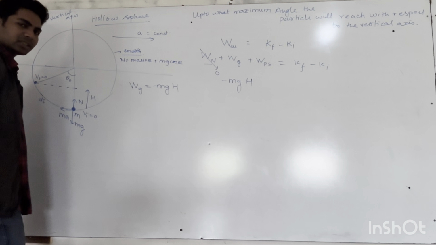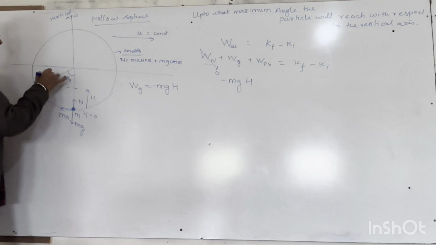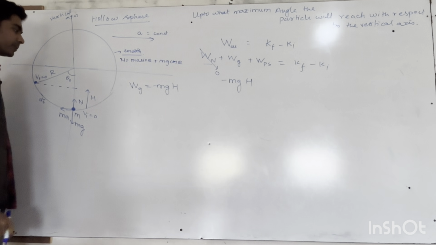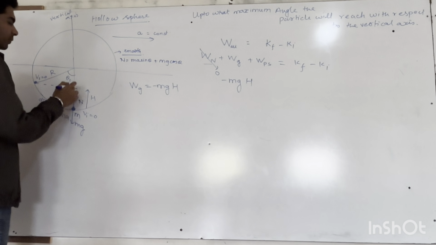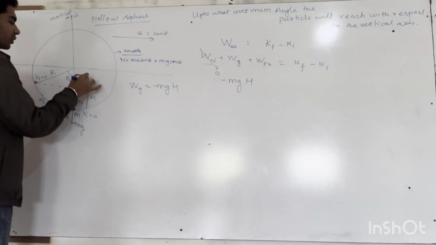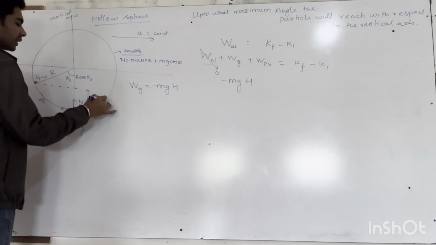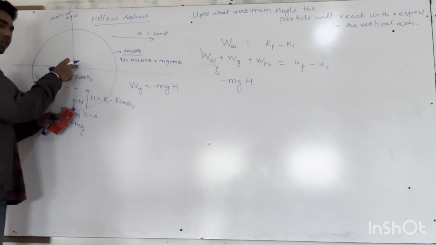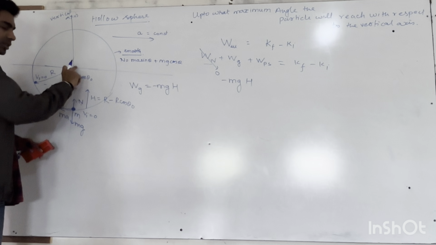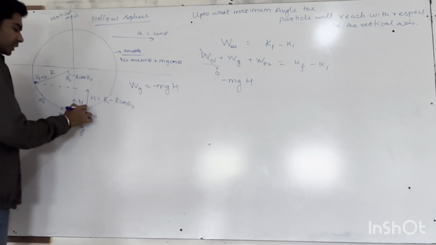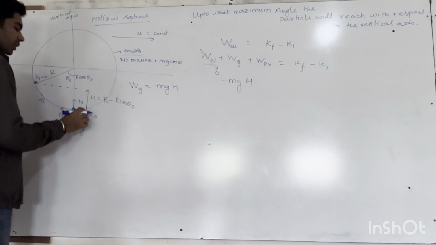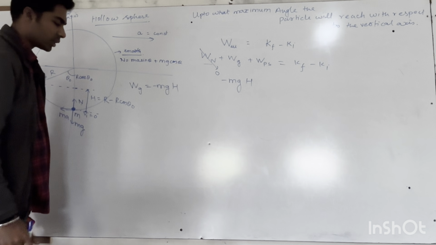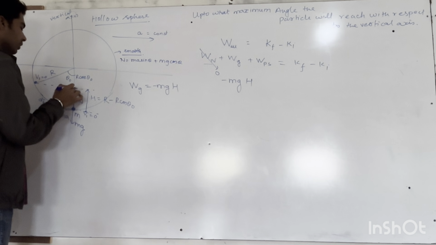How much is this height h? We can find it. Let's assume the radius of the hollow sphere is r. This component of r will be r cos theta naught. We can easily write h as r minus r cos theta naught, r being the whole distance and r cos theta naught being this distance. Okay, so we found this h, from the initial vertical position to the final vertical position where the particle will be.